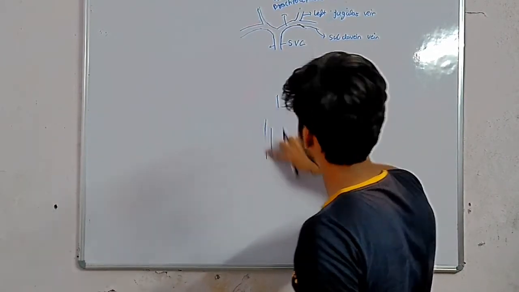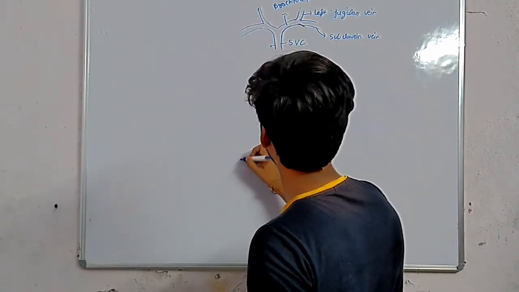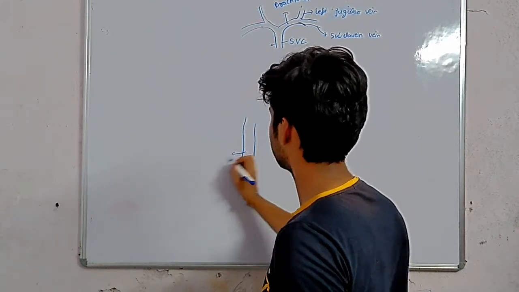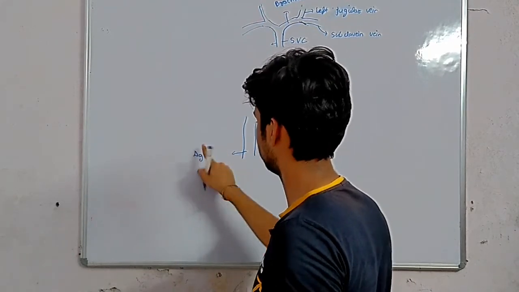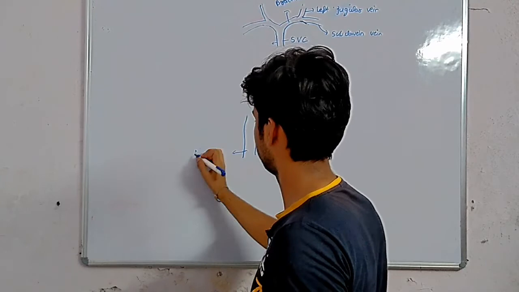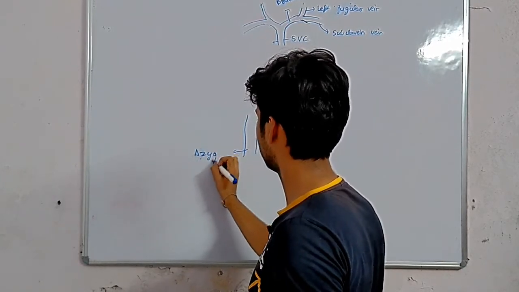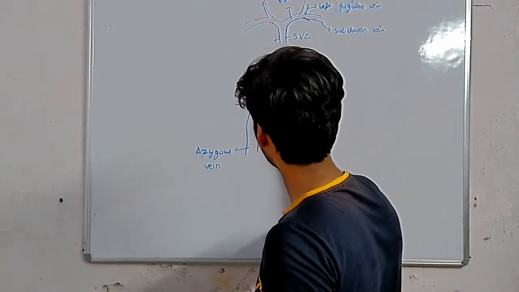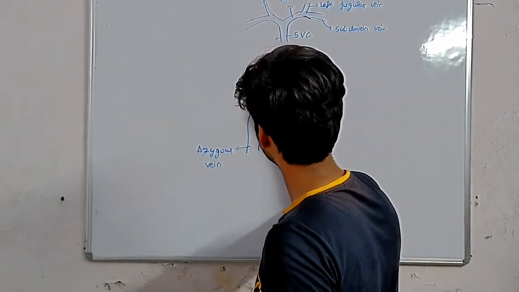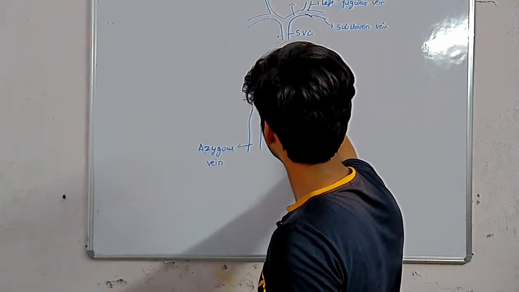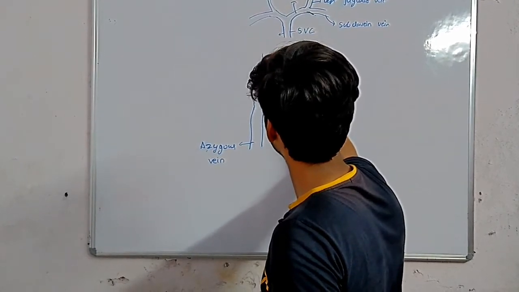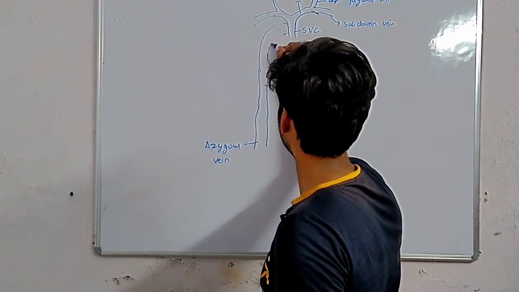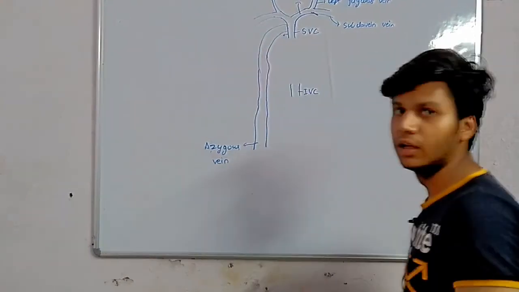in the right side of the thorax, called the azygous vein. The azygous vein goes upward and drains into the superior vena cava. This is present posteriorly on the right side.